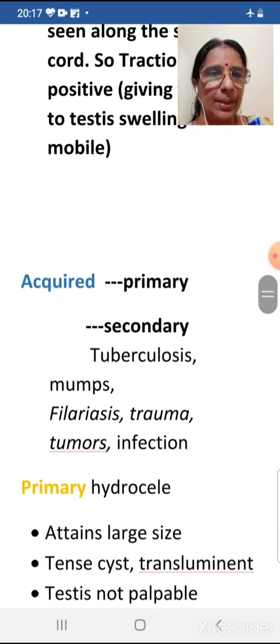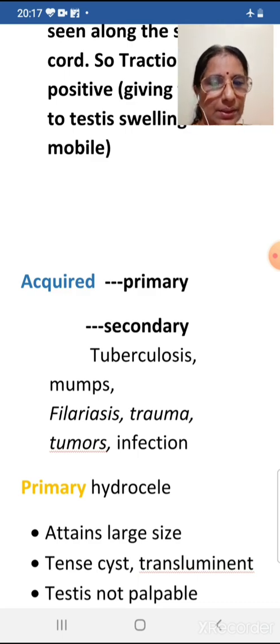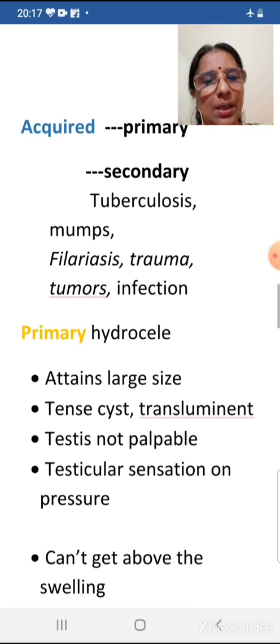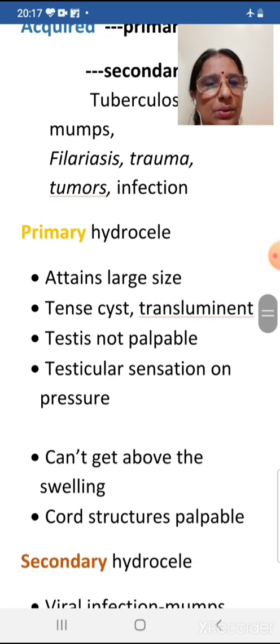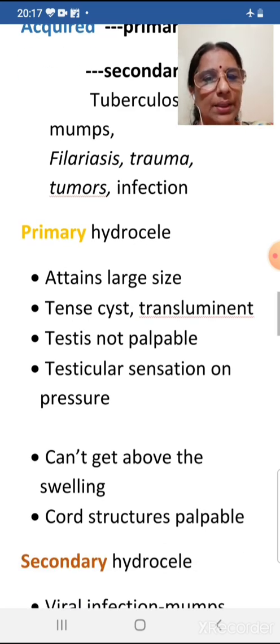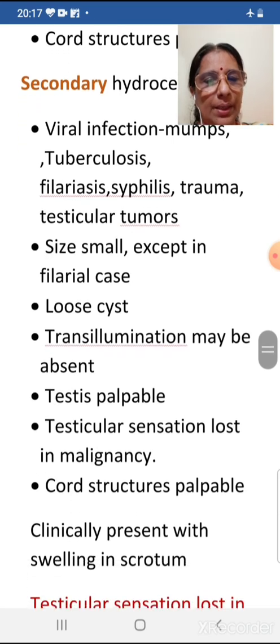Acquired variety, primary and secondary types. Primary variety, the reason is unknown. Secondary variety, I already told you the reasons, like tuberculosis, mumps, filariasis, trauma, tumors of the testis, or any infection. So there are some points to distinguish between primary hydrocele and secondary hydroceles that I already mentioned.